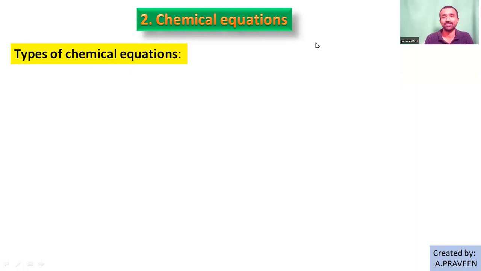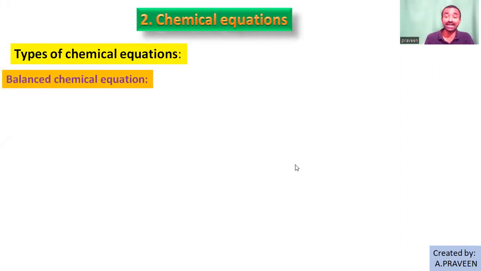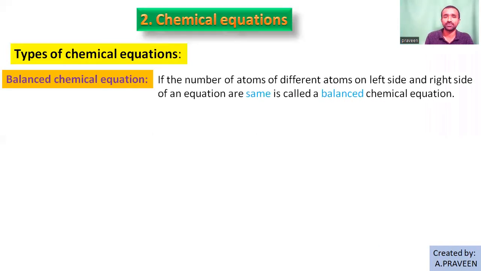Where? In any equation, if the number of atoms of different elements on the left side, meaning the reactant side, and on the right side, meaning the product side, are the same, that is said to be a balanced chemical equation. Look at that. See here, highlighted, same, balanced.